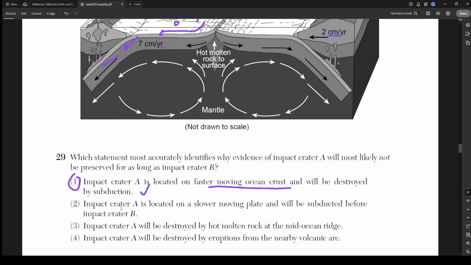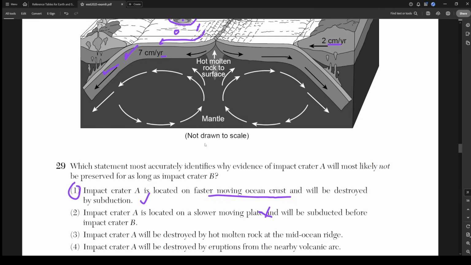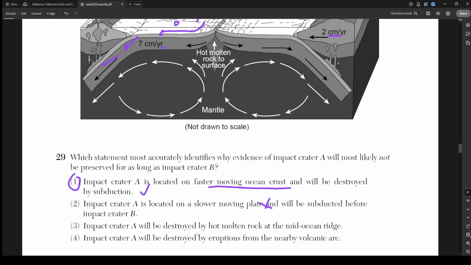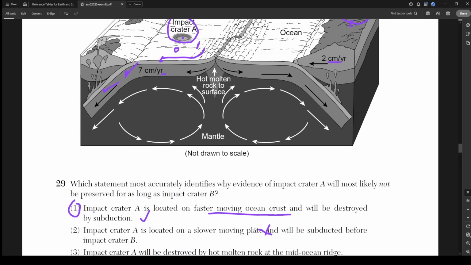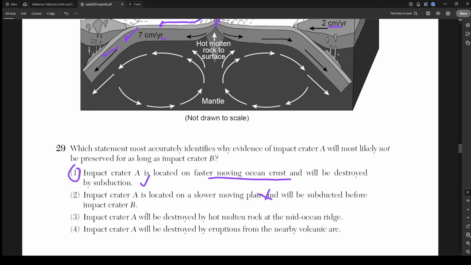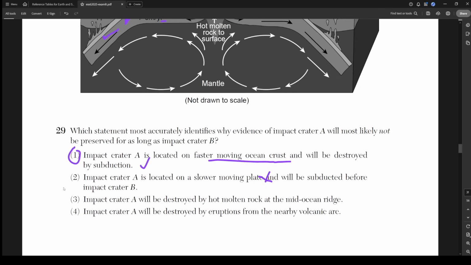Let's just see the other ones. Impact crater A is located on a slower plate and will be subducted before B. No, because it's not going to be subducted before it if it's on the slower plate. A is going to be destroyed by hot molten rock at the mid-ocean ridge. No, the mid-ocean ridge is here, so it already passed that point. And impact A will be destroyed by eruptions from the volcano. No, it's going to go underneath them. So that was pretty easy, honestly. So I'd say this is a 3 out of 10.